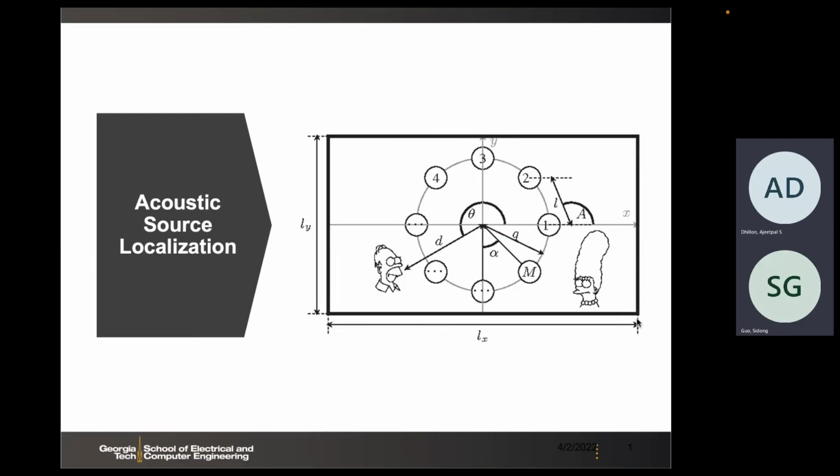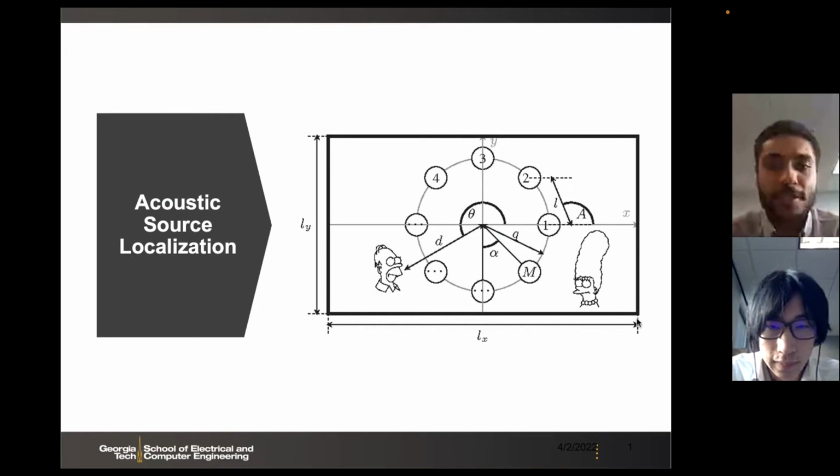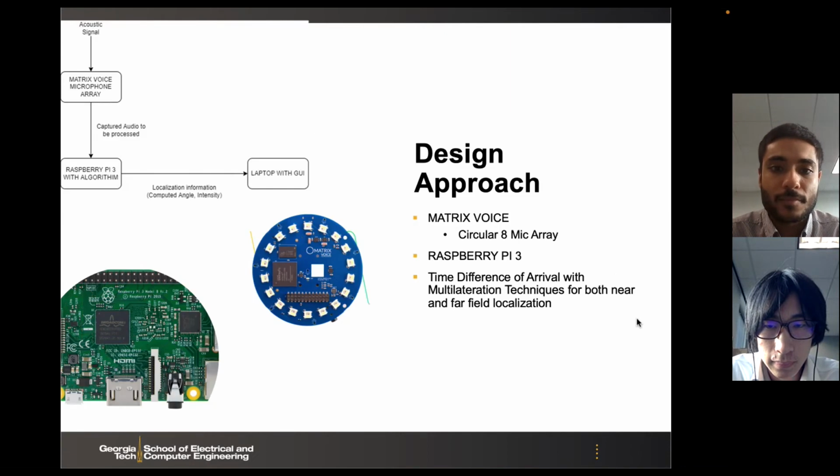All right, welcome everyone to our presentation for senior design. We're Team Spot, and our project is acoustic source localization. The goal of our project was to derive the direction of a single source relative to our microphone array.